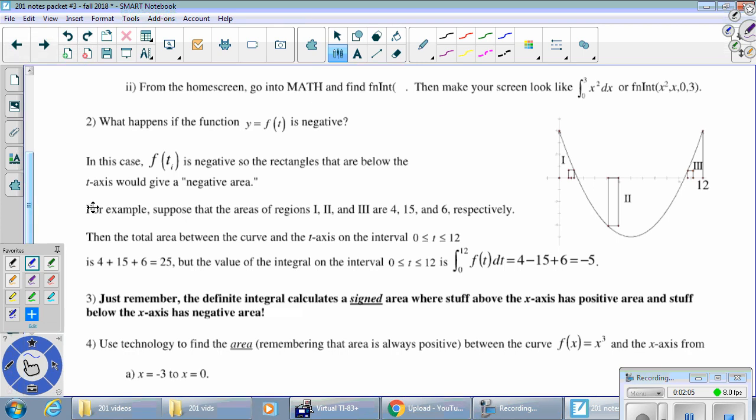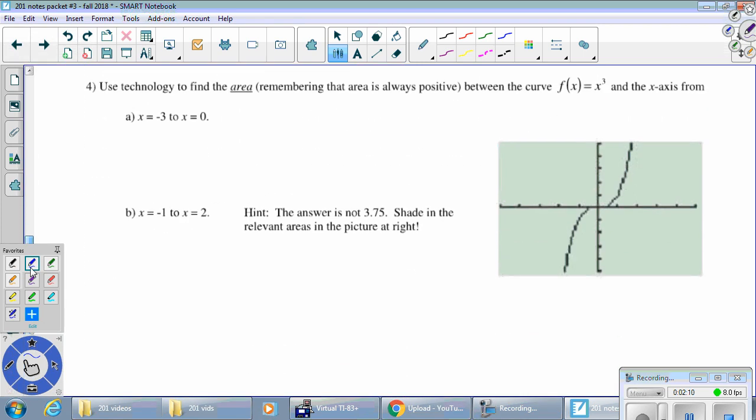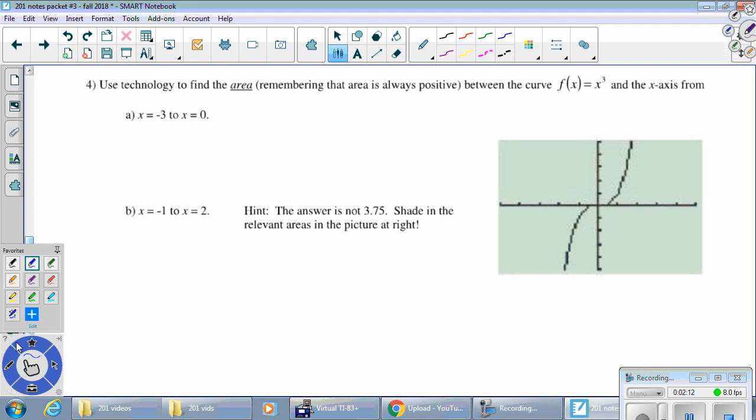Okay, so pause the video here, read 2 and 3. And we're going to work on number 4. So we're going to use technology to find the area, remembering that area is always positive, between the curve f of x equals x cubed, which is pictured there, and the x-axis from x equals -3 to x equals 0.